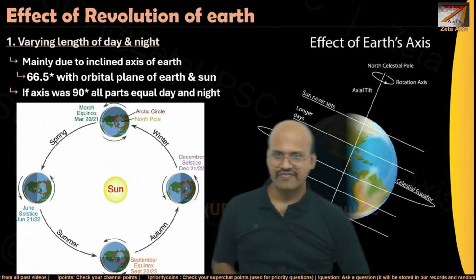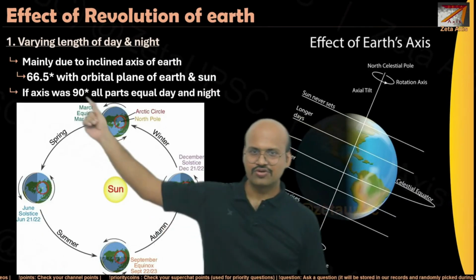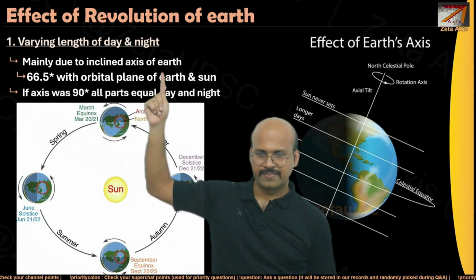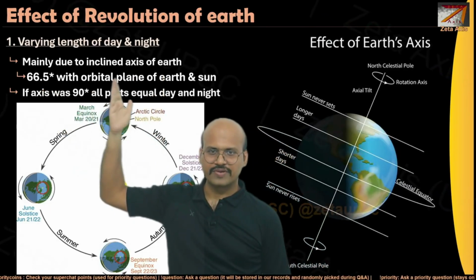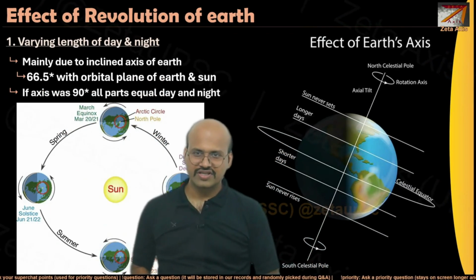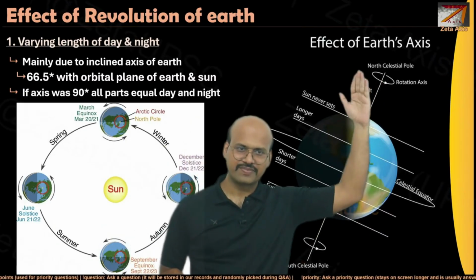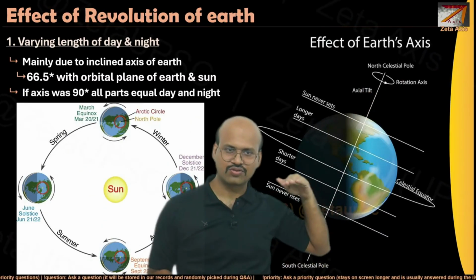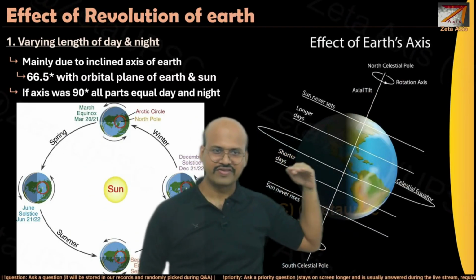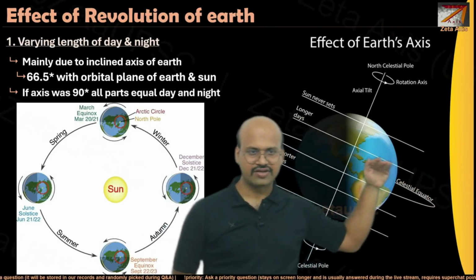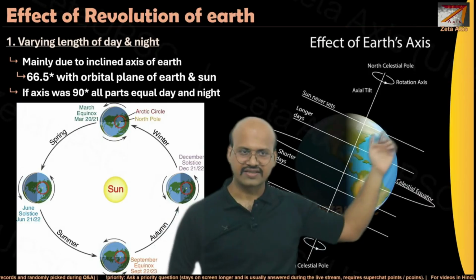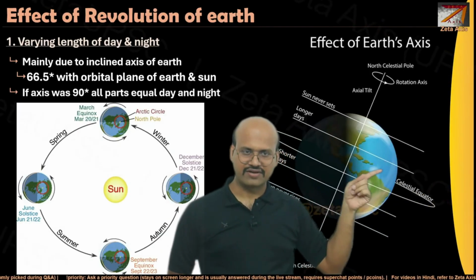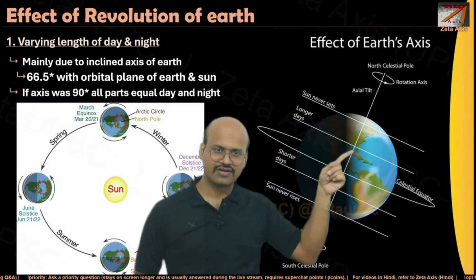Now we have already seen varying length of day and night, mainly due to the inclined axis of Earth. Our Earth rotates at 66.5 degrees with the orbital plane of Earth. The 23.5 was with respect to vertical, while this angle is with respect to the orbital plane, the plane which is joining the center of our Earth and the Sun.